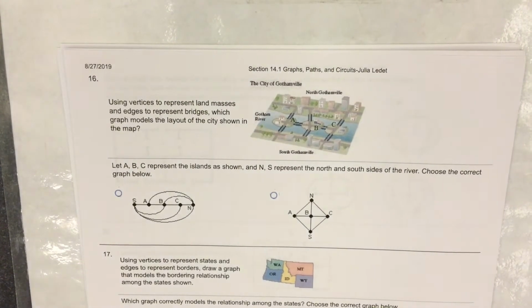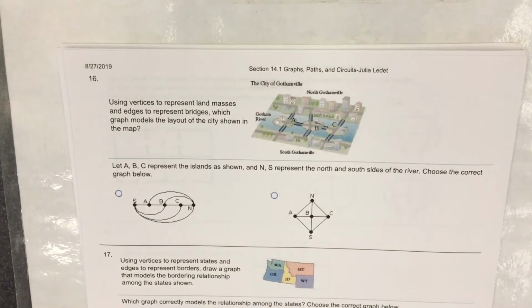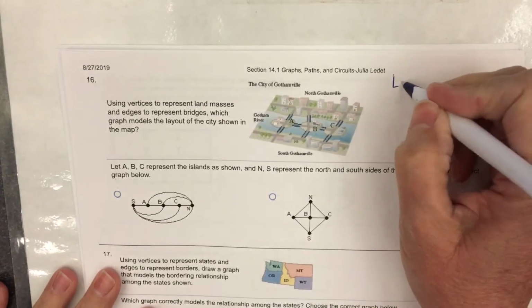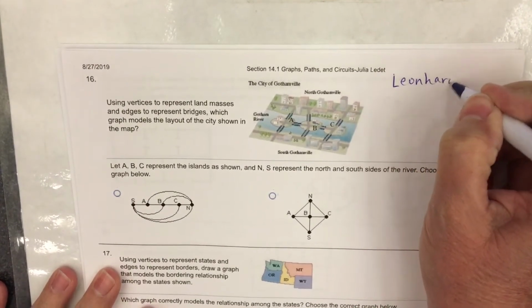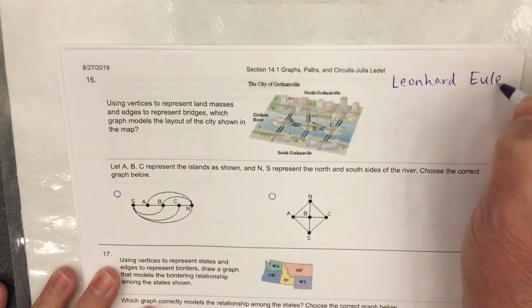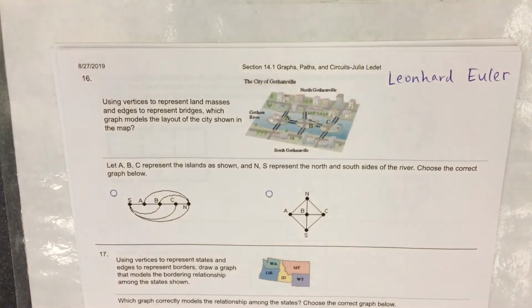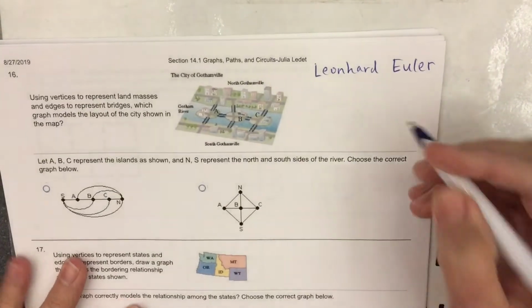So graph theory is a topic in mathematics that we're just barely touching the tip of the iceberg on. There are mathematicians who devote their career to studying graph theory and finding applications for this. Graph theory started with a mathematician named Leonhard Euler. His last name is spelled E-U-L-E-R, but it is pronounced like O-I-L-E-R.